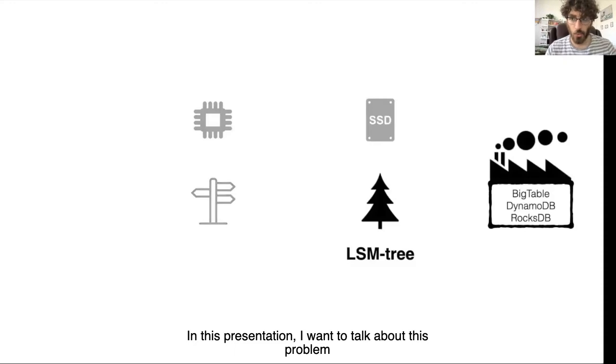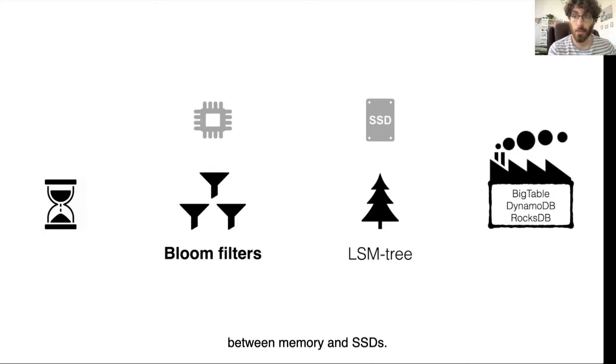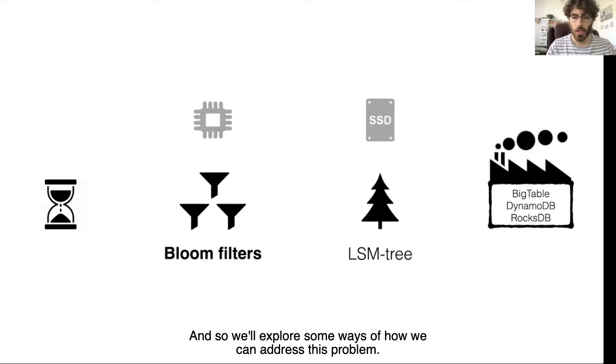Now in this presentation, I want to talk about this problem in the context of LSM tree, or the log structured merge tree. This data structure is used today across a wide number of key value stores and storage engines in industry. And it uses probabilistic structures called Bloom filters in memory to facilitate queries. As I'll show, these Bloom filters are now emerging as a performance bottleneck due to the shrinking performance gap between memory and SSDs. And so we'll explore some ways of how we can address this problem.